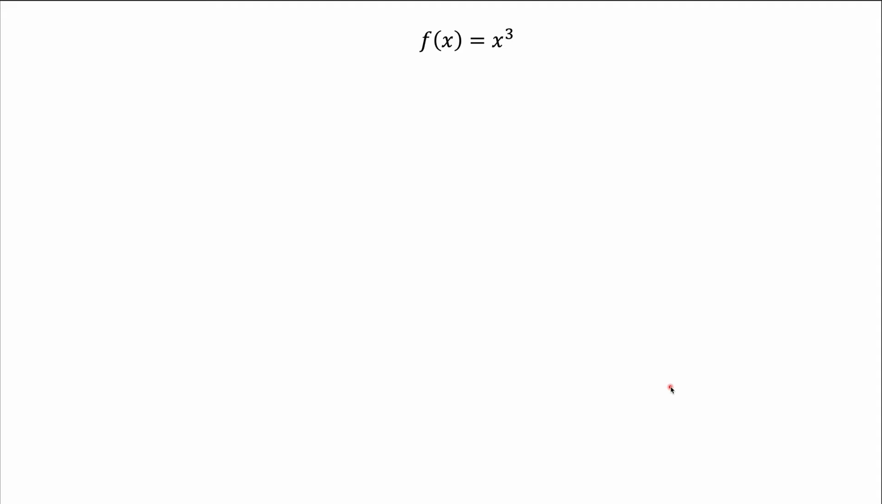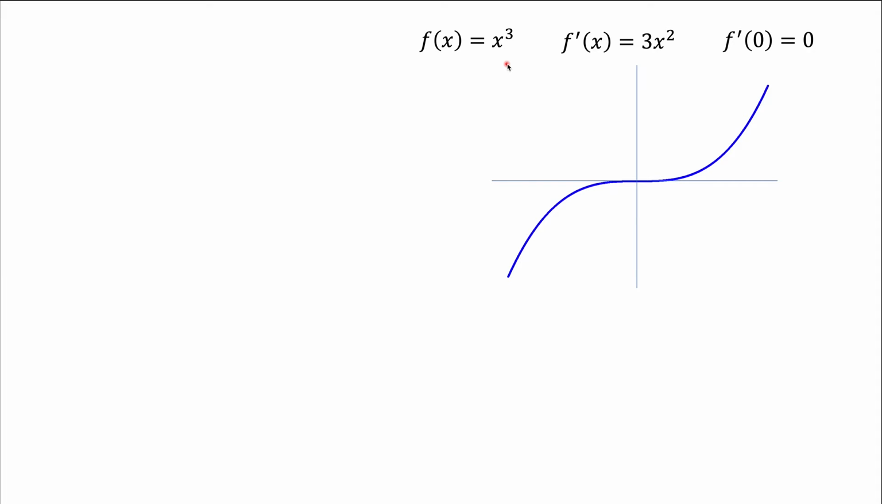Let's consider the following function. f(x) equals 2x cubed. I will take the derivative of this function. It's going to be 3x squared. And we can see that the derivative equals 0 when x equals 0. In fact, the function looks like this.